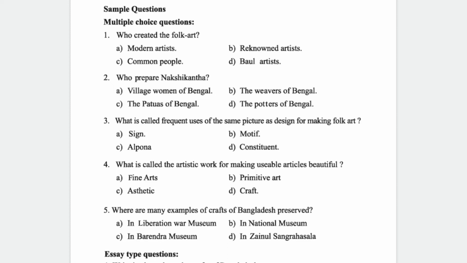Okay. MCQ number 2, who prepared Nokshi Katha? There are 4 options, A, B, C, D. And the answer is, of course, village women of Bengal. So, we are moving on to MCQ number 3. What is called frequent use of some pictures as design for making folk art? We know it, right? What do you think? It is B.